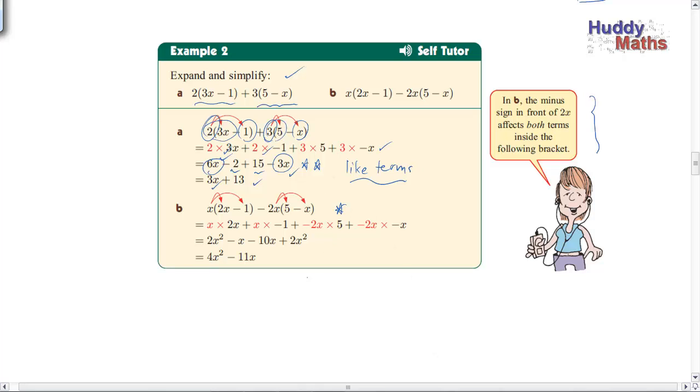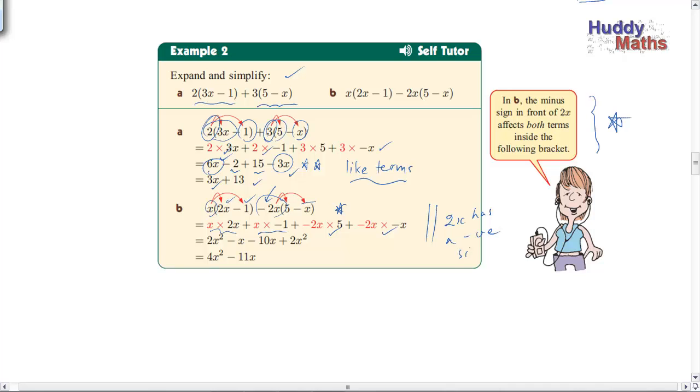Then we have one with x's in it. So it's the first term by each of these, and then take 2x by each of these. Now, what this little dude over here is talking about is this negative sign in here. Just let's watch it now. It's x by 2x plus x by neg 1 in the first bracket, then neg 2x by 5, and neg 2x by neg x.